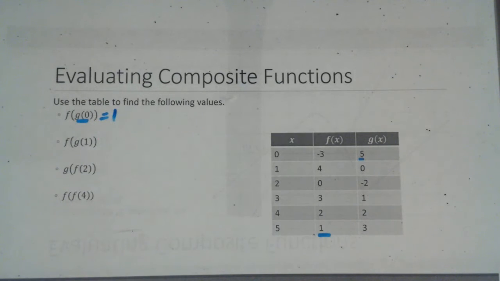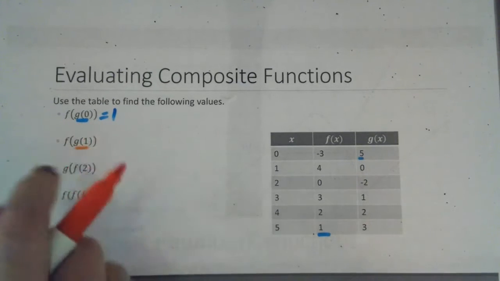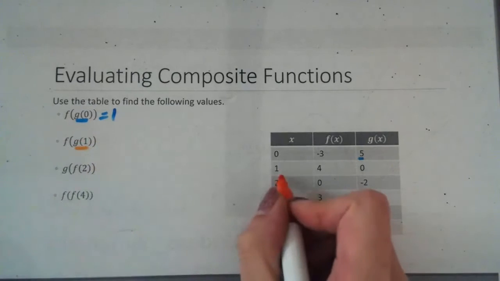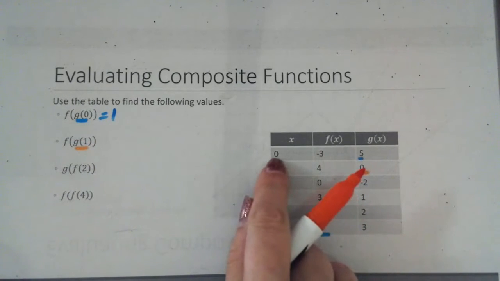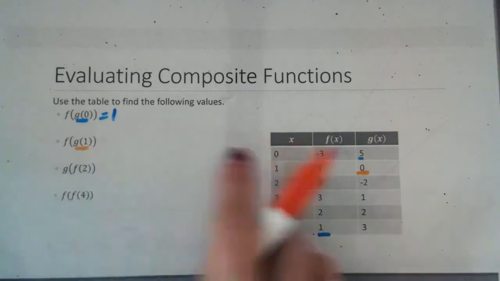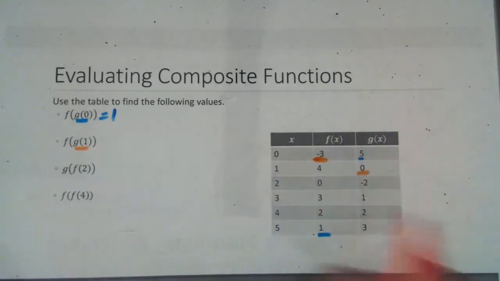Next up, we're looking at f of g of 1. So we start on the inside. If x is 1, what is g of 1? That's 0. If I plug in 0 for x into my outer function f, I get -3.